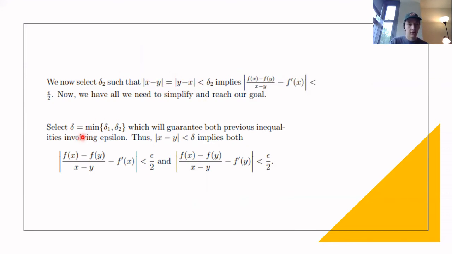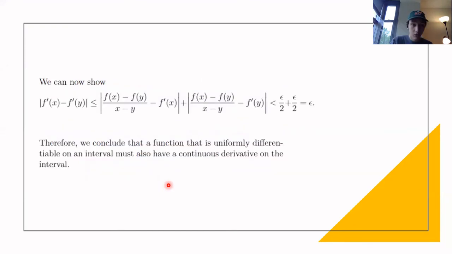So now we can select a delta, which is the minimum of those two delta values, and that will guarantee that both of these inequalities are true. And that's where we can step forward. We can now show that |f prime of x minus f prime of y| is less than or equal to these two terms, which are less than epsilon over 2 plus epsilon over 2, which is just epsilon. So we conclude that a function that is uniformly differentiable on an interval must also have a continuous derivative on the interval.